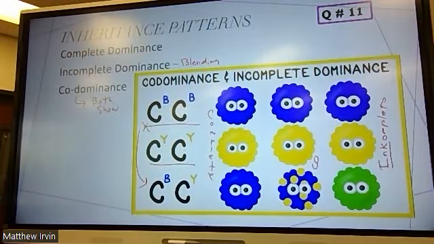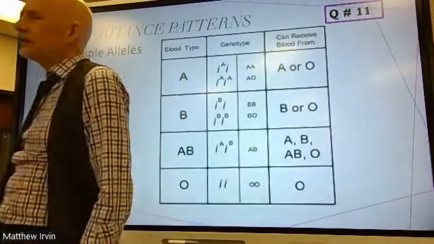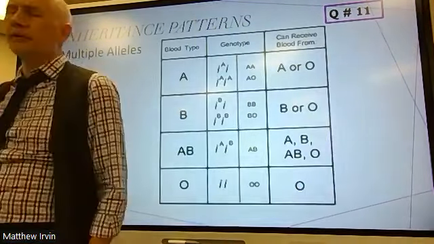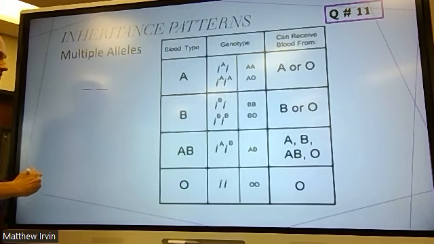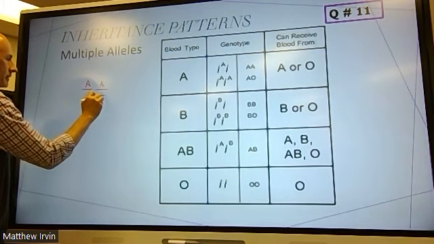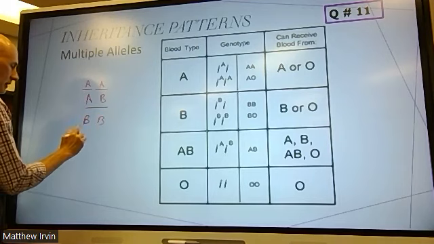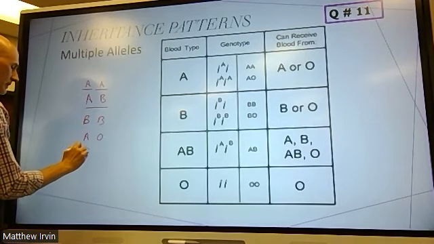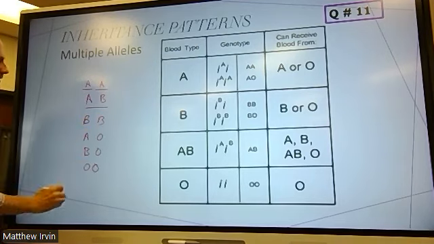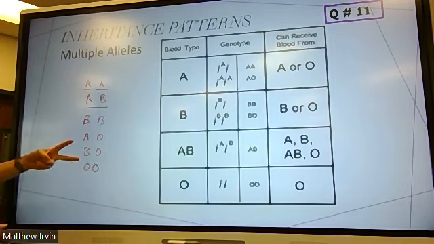All right. Other types of inheritance patterns. We've got multiple alleles. So remember, with blood type, you're going to have two genes controlling blood type. So you've got two spaces, but those two spaces could be filled with two A's, an A and a B, two B's, an A and an O, a B and an O, or two O's. So you have multiple possibilities, even though you still only have two spots.